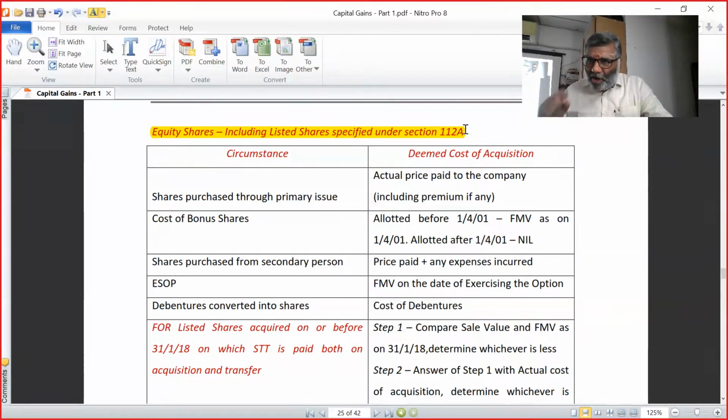Budget is read on 1/2/2018. If I bring a scheme from 1/4/2018, I know how erratic the next 2 months will be. To avoid that, the finance ministry said 31/1/18 value we will take. Okay, keep this in mind while doing the listed shares. This is the story of why shares get importance. Okay, right?